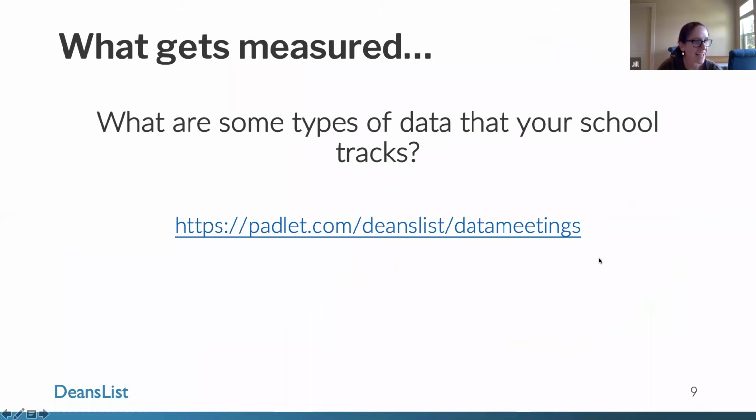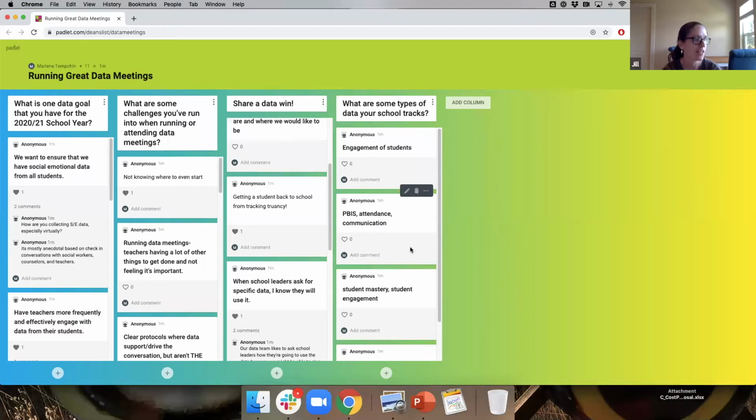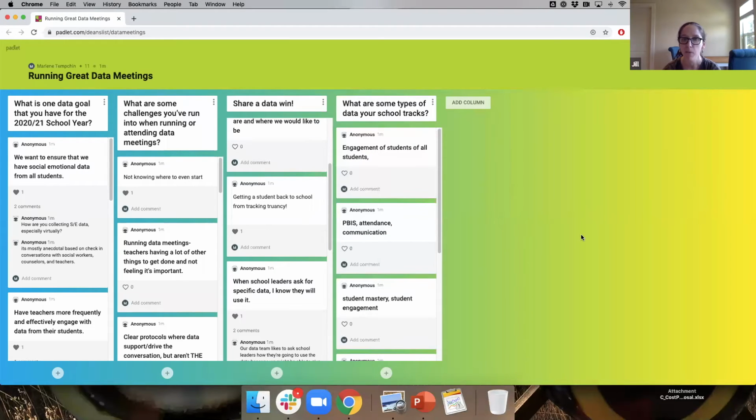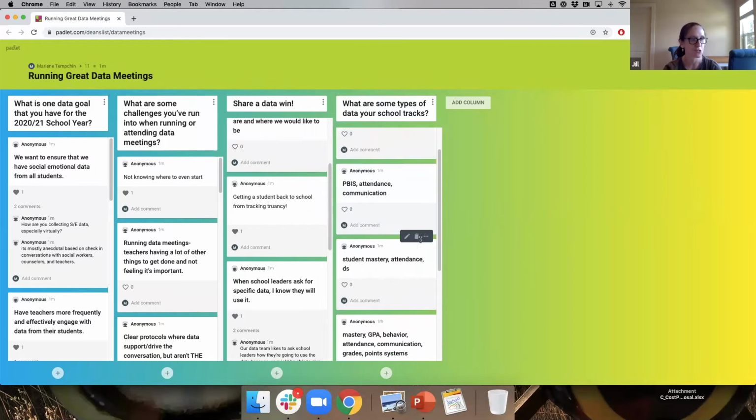So on the Padlet, and it's awesome, I see that people have already jumped in. You'll see a column with the title, "What are some types of data your school tracks?" We'll move over to this board. There's already some information here, so student engagement, PBIS, attendance, communication. Please take a moment to add as many data points as you can think of that your school tracks, and continue using that comment and heart feature as you see things that overlap with your school.